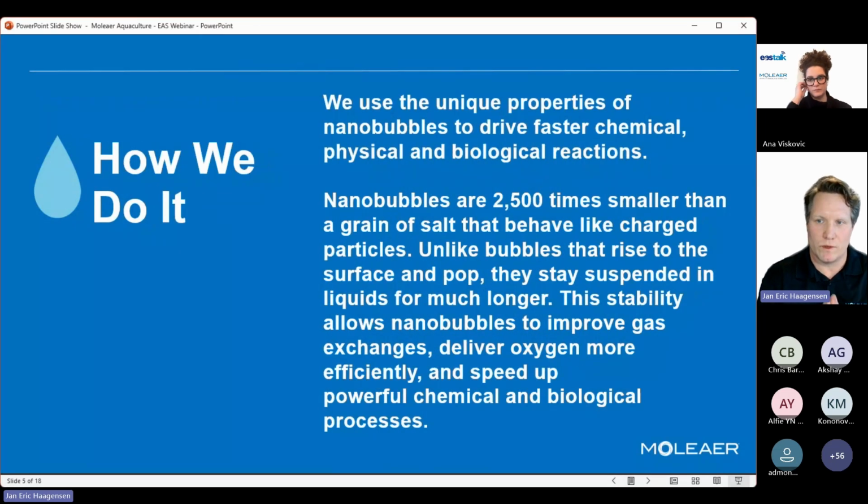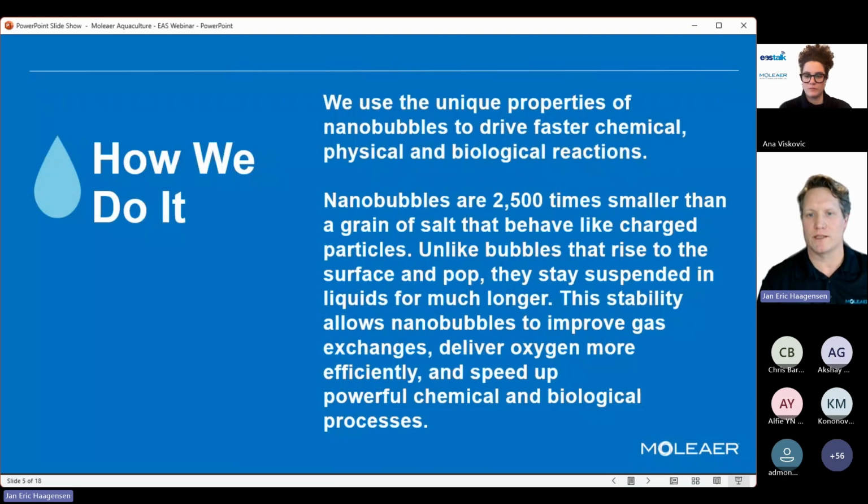With the concentration of nanobubbles that we're able to produce with our technology, we utilize the properties of nanobubbles to drive faster chemical, physical, and biological reactions, which we're going to dive more into. So nanobubbles are extremely small. We're talking 2,500 times smaller than a grain of salt, roughly 400 times larger than a water molecule.